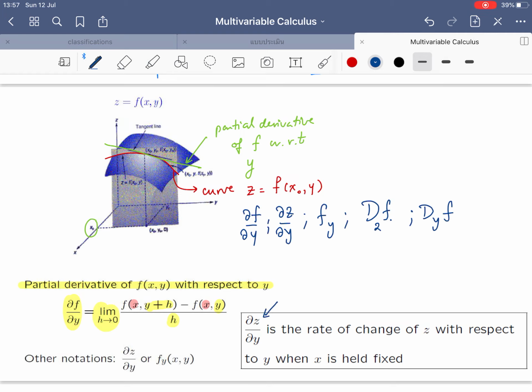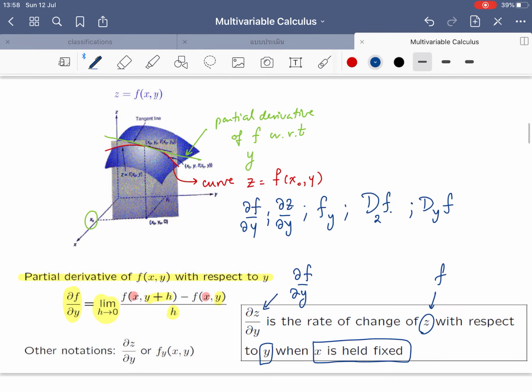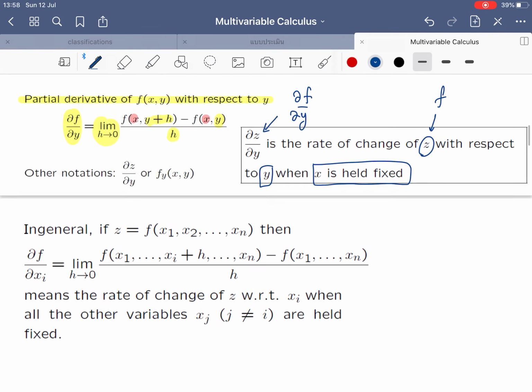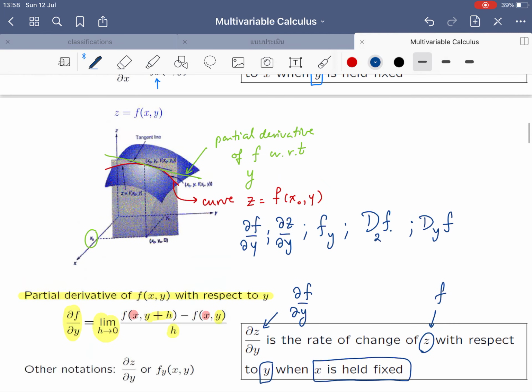So dz by dy or df by dy is simply the rate of change of a z value or an f value with respect to a variable y when your x, okay, the variable x is fixed. It's fixed. So what does this mean? It means that to find a partial derivative, you just have to look at it carefully, to see which one will be fixed or a constant, which one will be the variable under consideration, okay.